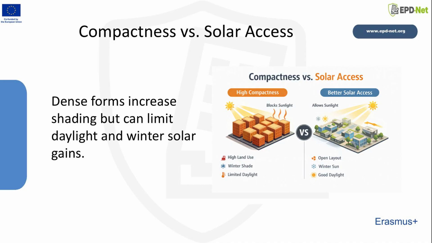Next, we examine the relationship between urban density and solar exposure. While high compactness is essential for efficient land use, it creates a significant challenge for solar access. As shown in the left illustration, dense building forms naturally increase shading. In summer, this can be an advantage by reducing heat, but it often leads to limited daylight and a loss of vital solar gains during the winter months. High land use efficiency here must be weighed against the potential for deep shadows that can make indoor and outdoor spaces less comfortable.